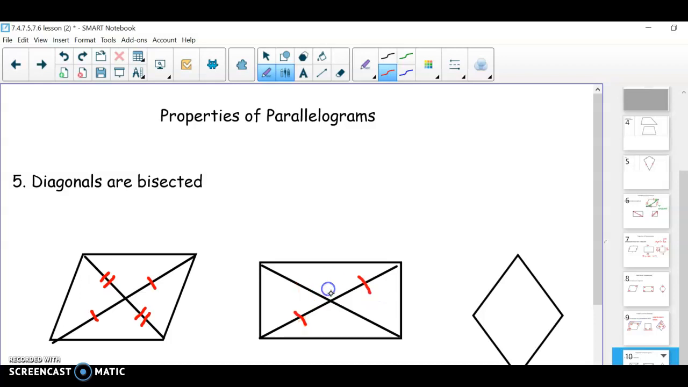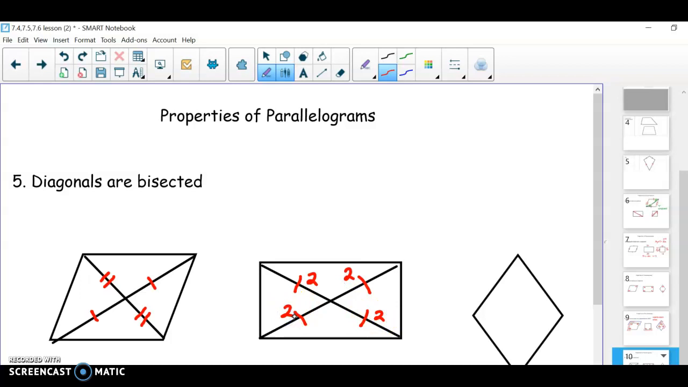Okay. If these guys are equal in length, the diagonals, then this piece would still just have a 1 mark and this would have a 1 mark, meaning that all 4 of those pieces are going to be the same length. So like if, I don't know, this is a 2, then this would be a 2, and this would be a 2, and this would be a 2.